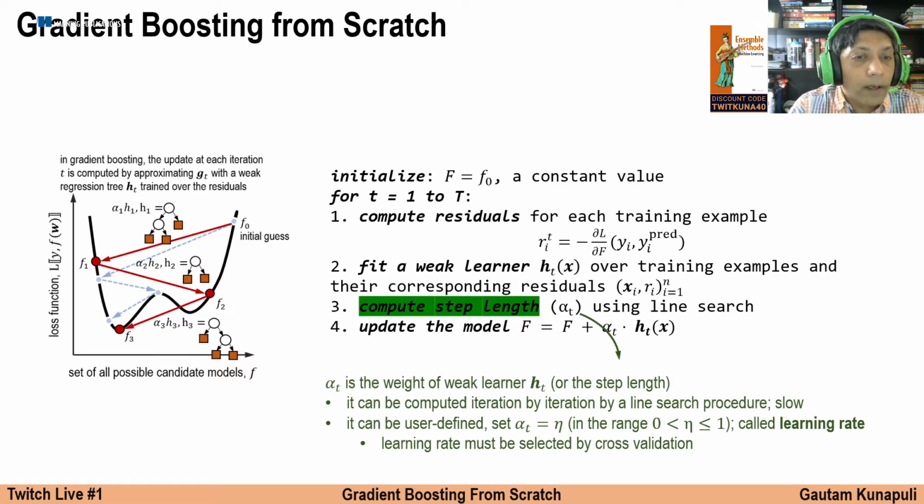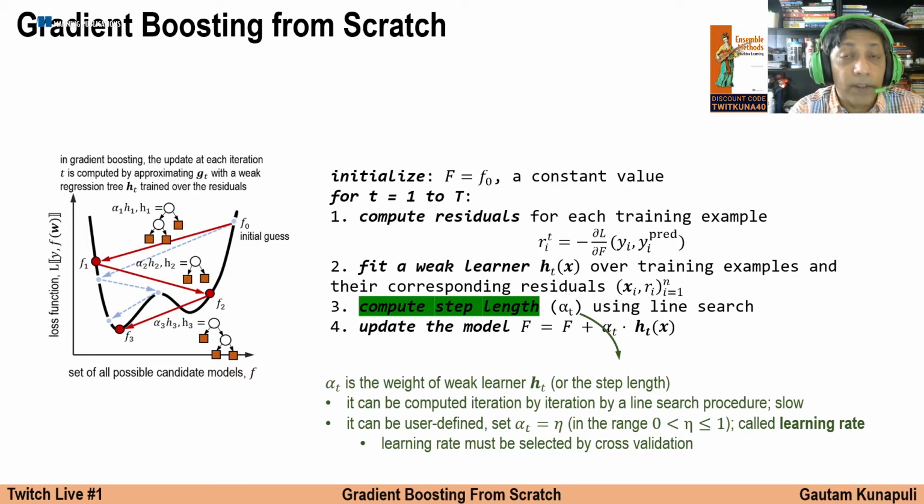We can do this in gradient boosting as well. In fact, the earliest academic papers that proposed gradient boosting tended to exactly use a line search. And even now, if you look at the pseudocodes in a lot of places, they will also include the step that says compute step length.